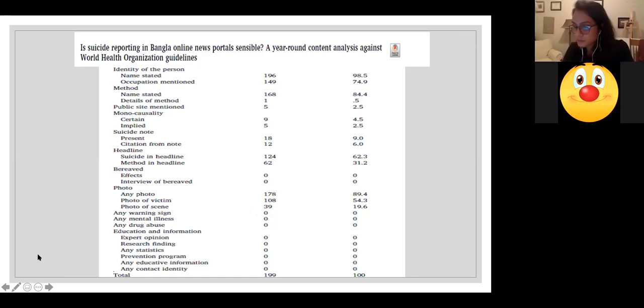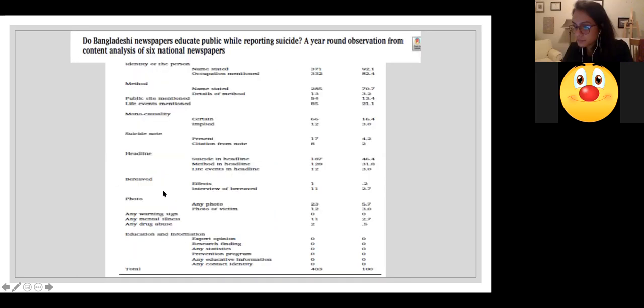A very high proportion of reports mention the identity of the person as well as the method. So next, please. Then again, our previous study was six months, and now we did it year round. We followed the same newspapers to see any variations, and we did it in the same manner.